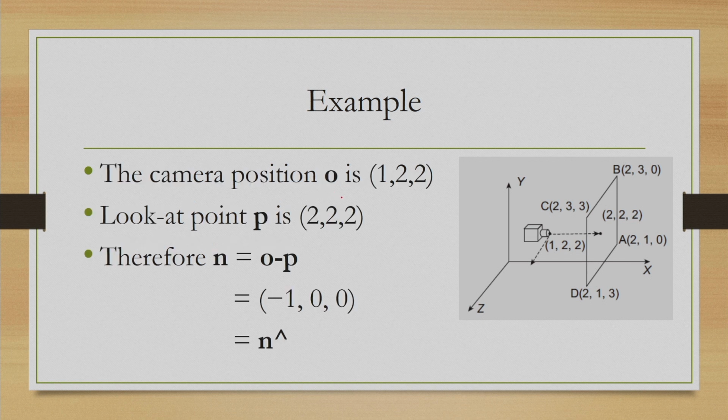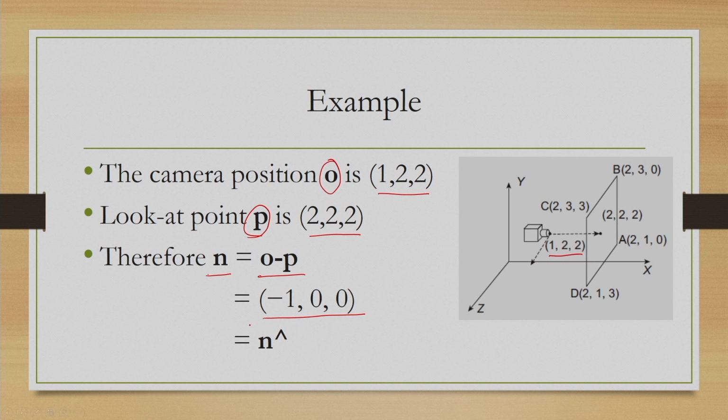Now, the camera position O is defined as 1, 2, 2, as you can see here. Look at point P is defined at the center of the object, that is 2, 2, 2. So, then we can calculate the vector n as O minus P, which is minus 1, 0, 0. Now, it is already a unit vector, so no need to do any further operation.